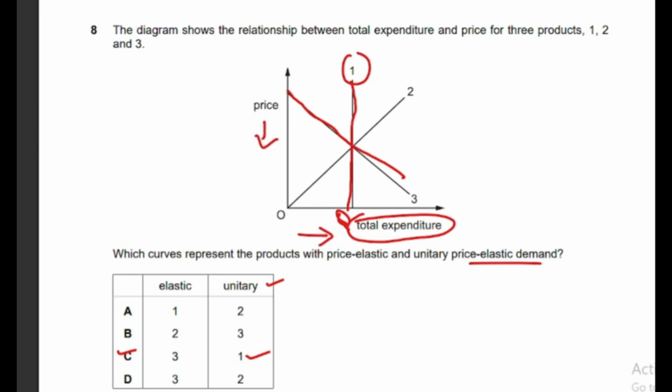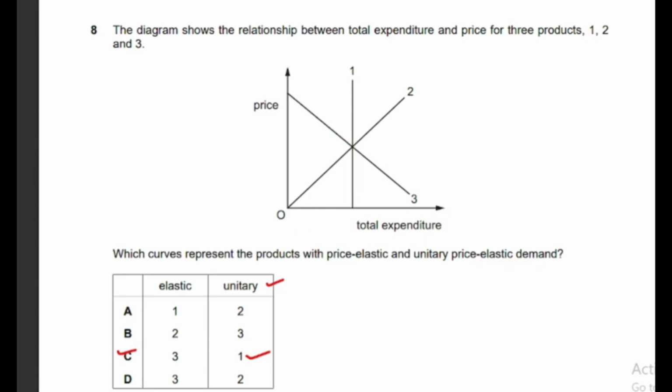For example, let me make it clear to you why fall in price is increasing total expenditure here. As per this line 3, if price is initially P, total expenditure will be, let's suppose, E. If we decrease price from P to P1, total expenditure will increase from E to E1, and this continues. So when demand is elastic, a little fall in price leads to greater rise in demand, so total expenditure and total revenue increases.